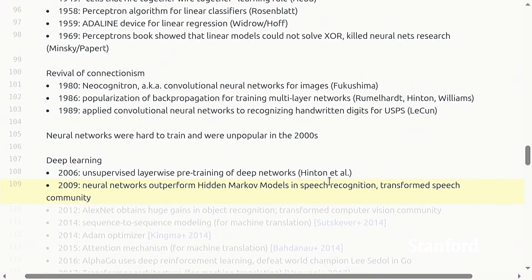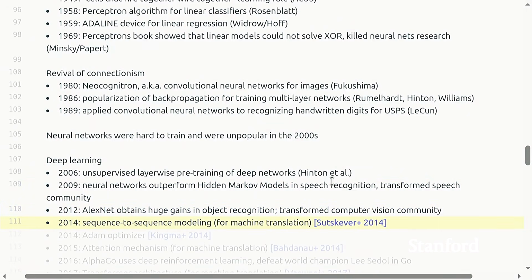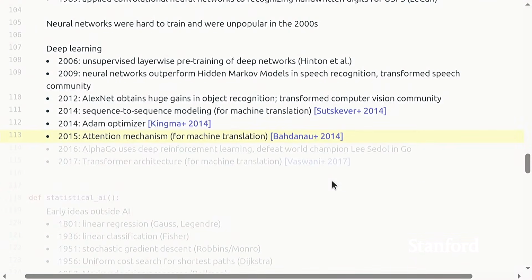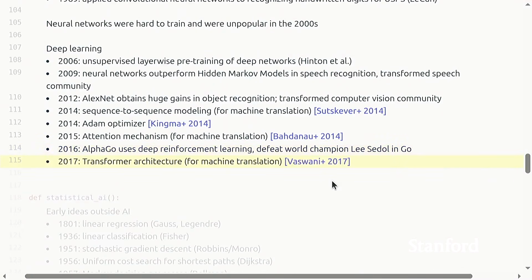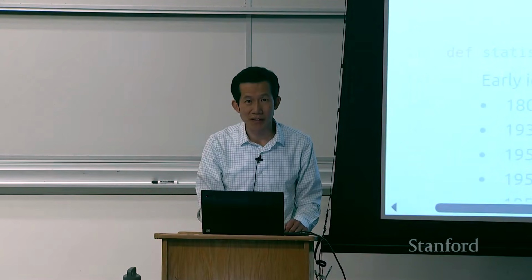And then things kind of snowballed. In 2009, deep learning started having impact in speech, then in computer vision with AlexNet, and then in language with machine translation and seq-to-seq modeling. There were new optimizers, and new attention mechanisms were developed. Then we have events like AlphaGo, which showed the power of deep learning combined with reinforcement learning to solve problems that people thought were a decade away. And finally, the transformer architecture came around in 2017, which lays a lot of the groundwork for what we'll see a bit later.